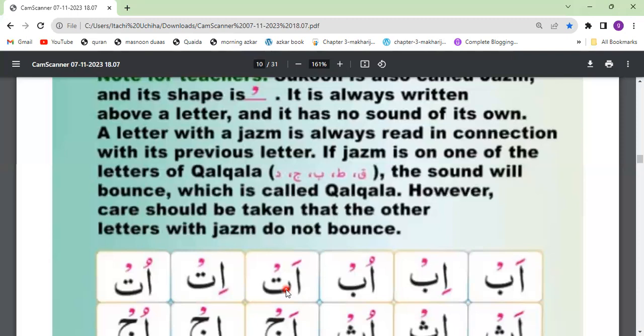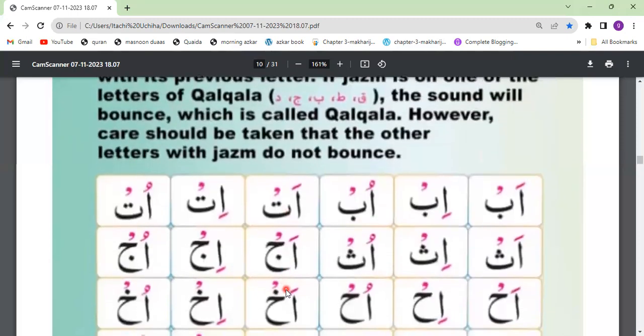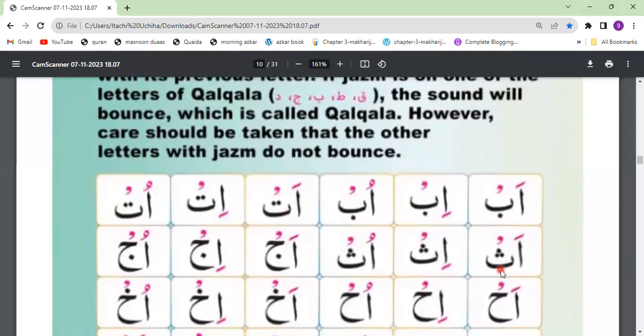Okay? Let's move forward. Now we have the letter sa. The letter sa is not from the letters of qalqala, right? So how are we going to say it? We are going to join the hamza with the sa with a normal tone. We are not going to bounce it. As, is, us.